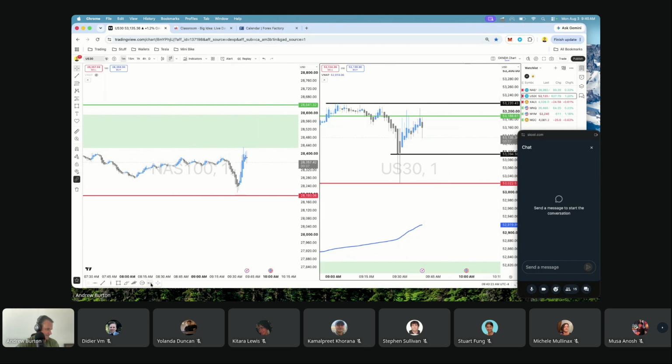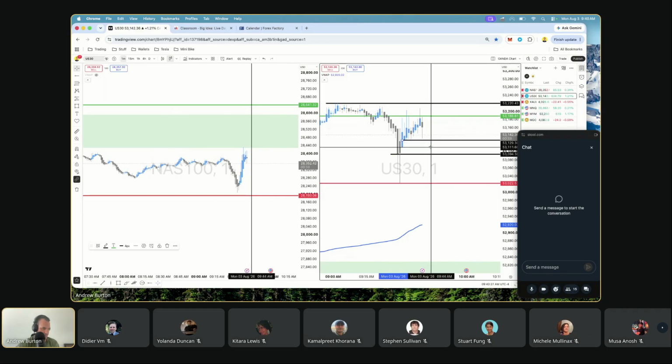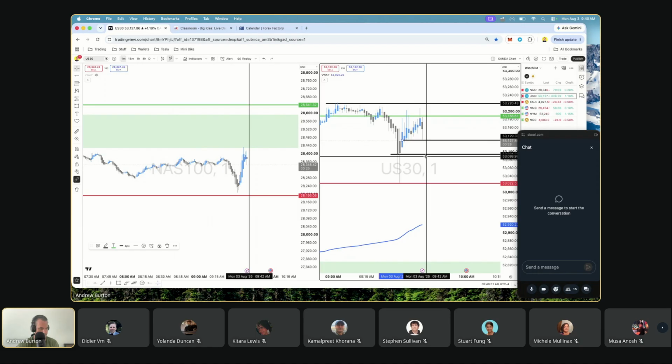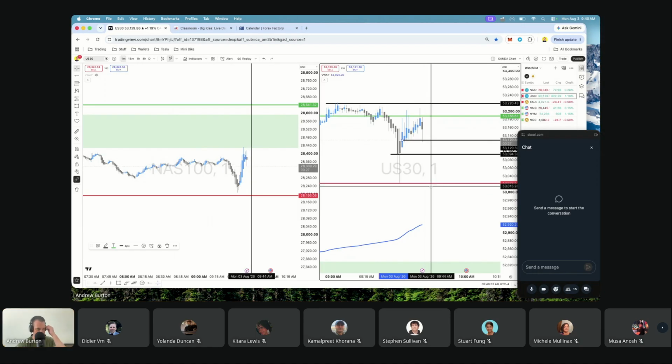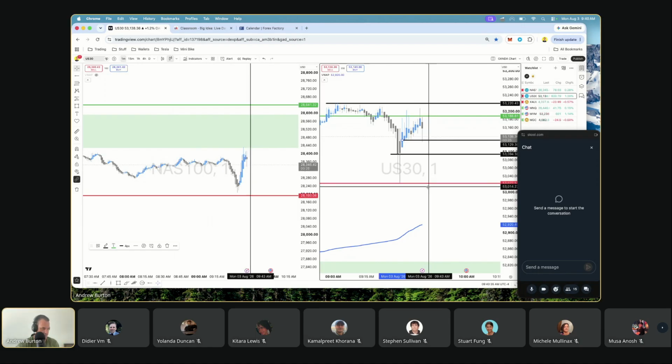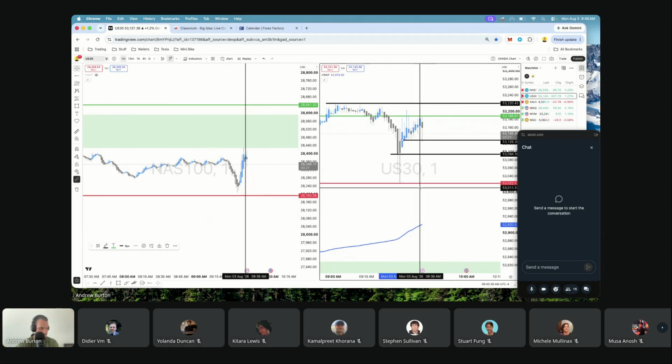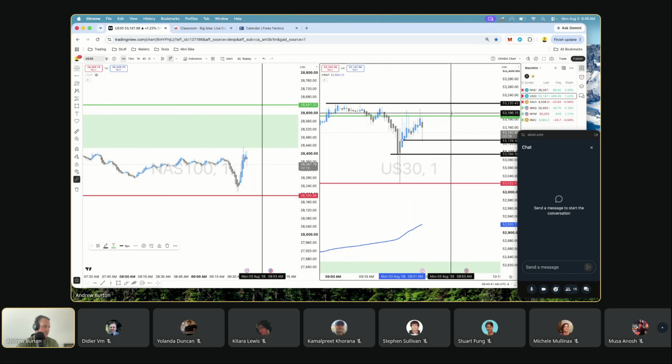So if we get a body open here, that's the first sign. Body open here, that's an early entry. And your nicest entry would be from here to here. But this could be a liquidity sweep as well. So we have to keep that in mind.